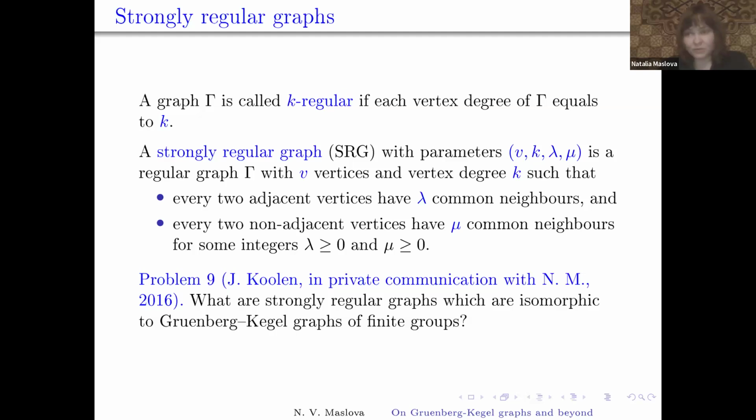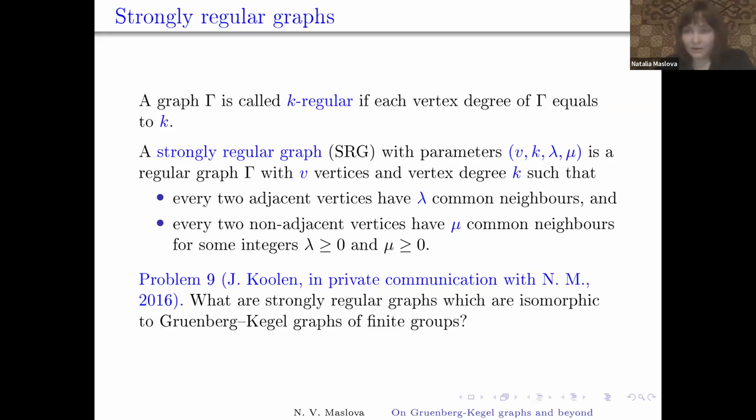Gruenberg-Kegel graphs which are strongly regular, or strongly regular graphs which are Gruenberg-Kegel graphs of affine groups. Remind that a graph is k-regular if each vertex of this graph has degree k. A graph is strongly regular with parameters v, k, lambda, and mu if this graph has exactly v vertices, is regular of degree k, each pair of adjacent vertices has exactly lambda common neighbors, and each pair of non-adjacent vertices has exactly mu common neighbors.